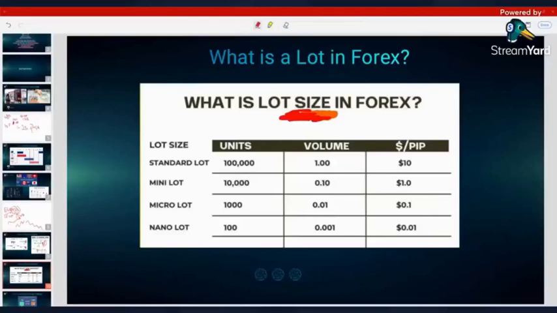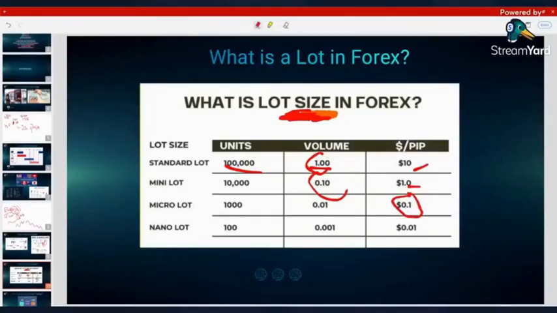As we can see here, the standard is 100,000, which is equivalent to one volume. So one pip to a dollar using this volume is $10. One pip to a dollar using this volume is 1. One pip to a dollar using this volume is 0.1. So the higher the volume, the more money it is equivalently.